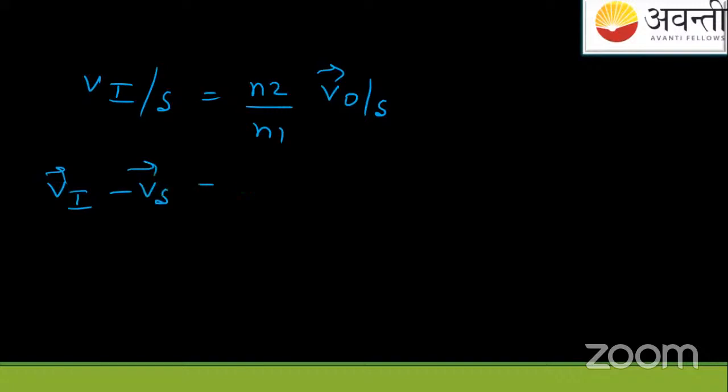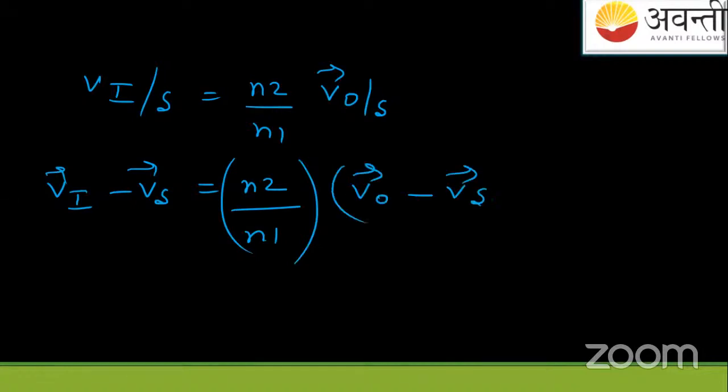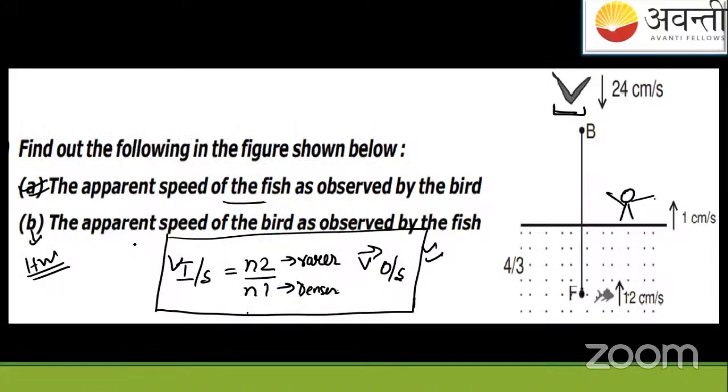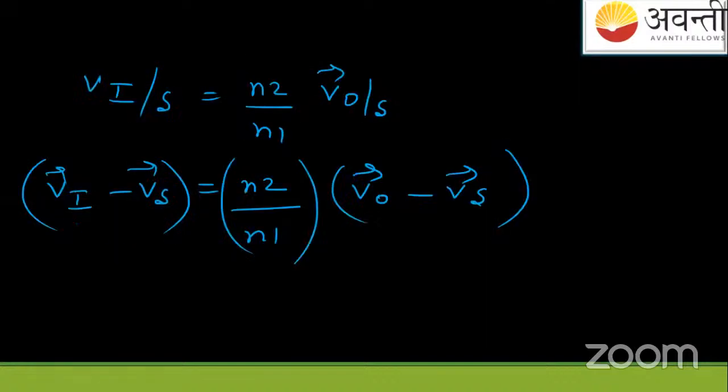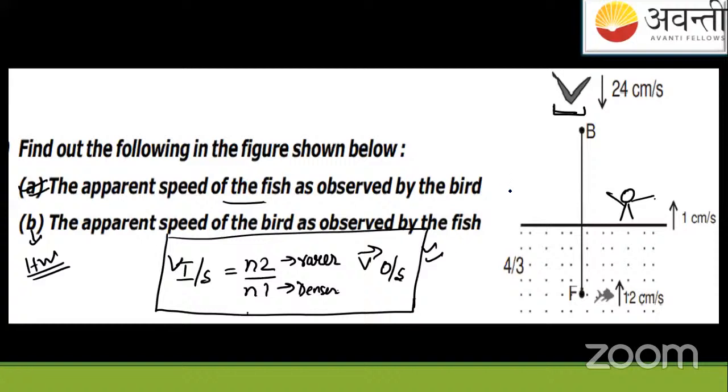Velocity of image with respect to surface equals n2 upon n1 times velocity of object with respect to surface. That is, velocity of image minus velocity of surface, equals n2 upon n1 times velocity of object minus velocity of surface. Okay? What will the image be, students? The image speed. These are the figures given here. They're asking for the apparent speed of the fish as observed by the bird. So suppose the image is somewhere here. You know this thing.